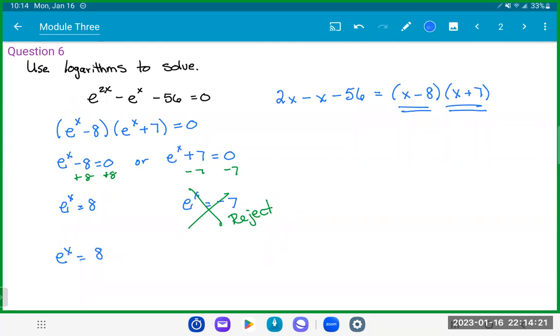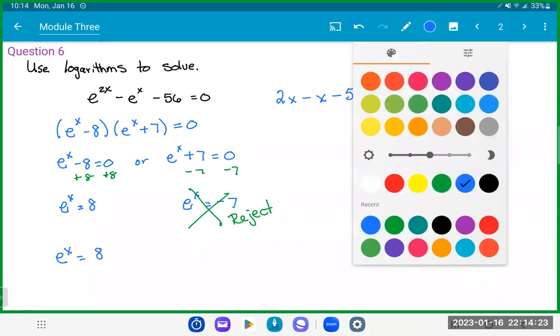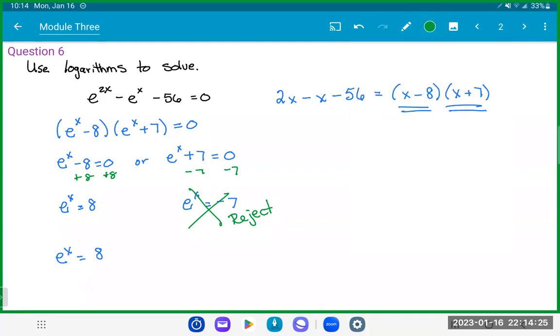But for the problem here, we need to take it one more step further, right? Remember, the inverse of e is ln. So if we take the ln of both sides, right? Because whatever you do to one side of the equation, you must do to the other side of the equation, and it still keeps it in balance.